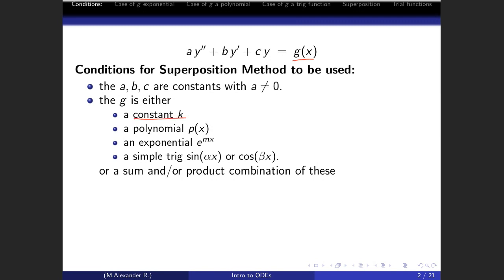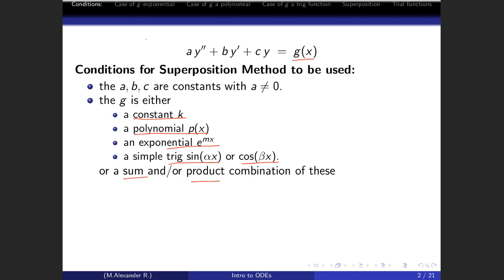So it can be a constant, it can be a polynomial, it can be an exponential function, or it could be a trig function, a simple trig function, or a sum or product of the functions that I mentioned here. So we still have a lot of types of functions for g that are allowable. And so what we're saying here is that when we have this format, then we can use the method that we are going to present today.